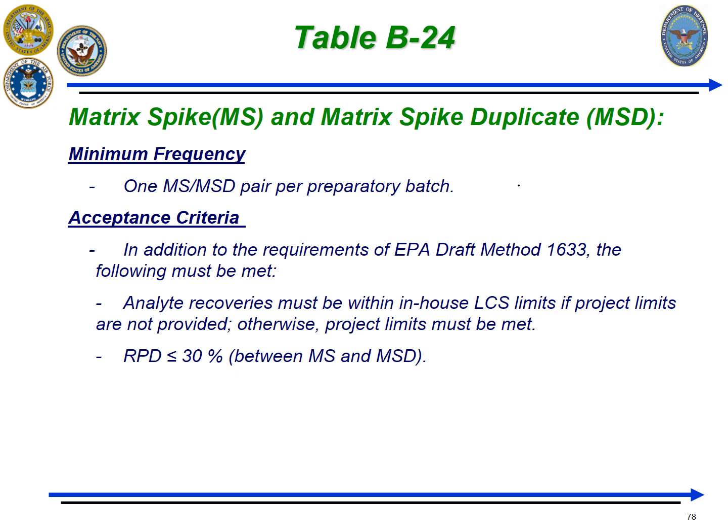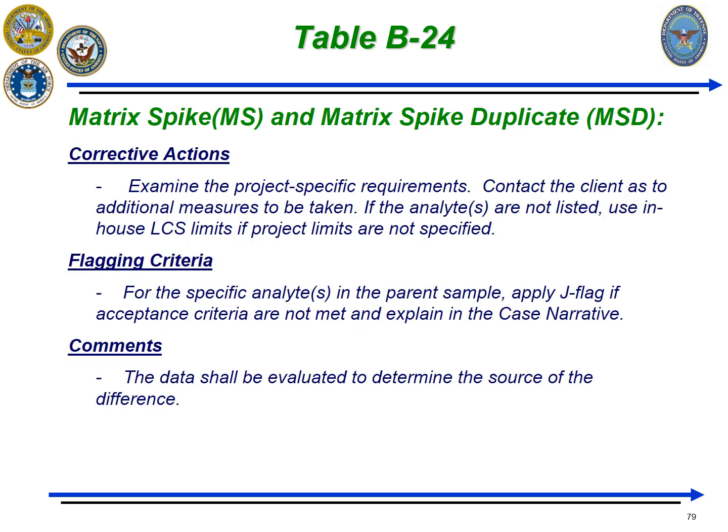So the requirements are in-house LCS limits if the project limits are not provided. Otherwise, you use the project limits. The RPD between the MS and MSD has to be less than or equal to 30%. None of this should look new to anybody. Same requirements as were stated in the Table B-15 requirements. Corrective actions, with respect to that: contact the client, look at the project requirements, and contact the client for additional measures to be taken. Again, analytes that fail in the parent sample, you're going to apply a J flag to and discuss that in the case narrative.